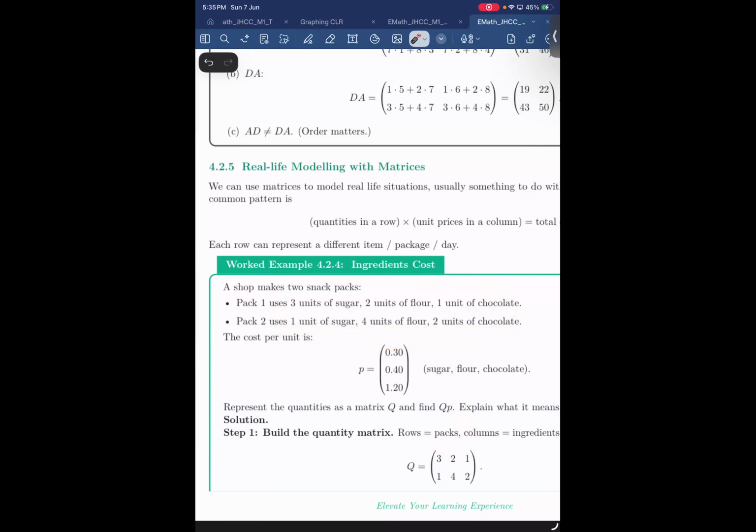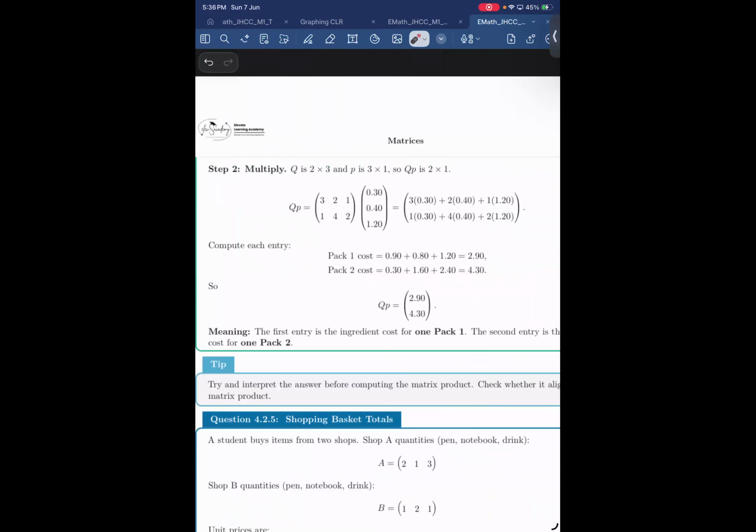Okay, you kind of understand what it does. Right. 3 is pack A's units of sugar multiplied by 30 cents. Then afterwards you have 2 times 0.40, which is pack A's units of flour times the unit cost. So you can expect the answer will probably be something like the cost to make one pack one, and then the cost to make one pack two, something like that.